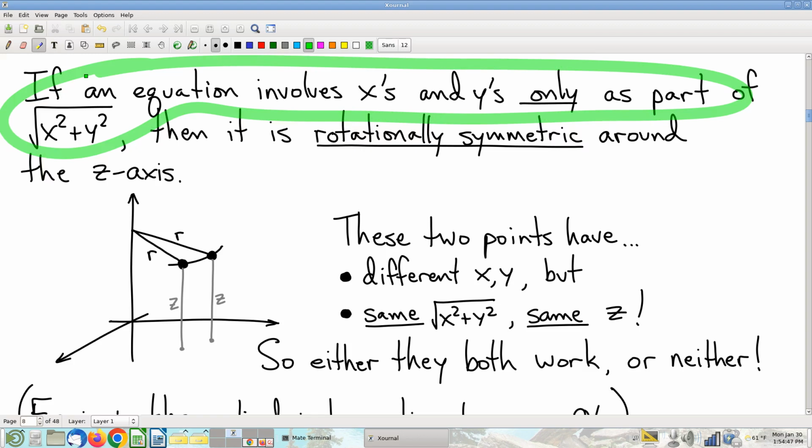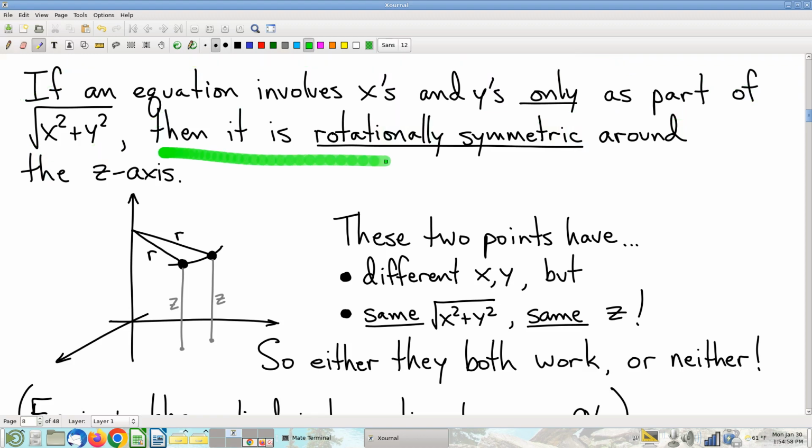So what I love about this observation is that this part is really easy to check. It's just a casual observation. Just look for the x's and y's. Do they, in fact, only appear as part of that expression? Super easy to check, and then powerful result. Okay, now why does this work?